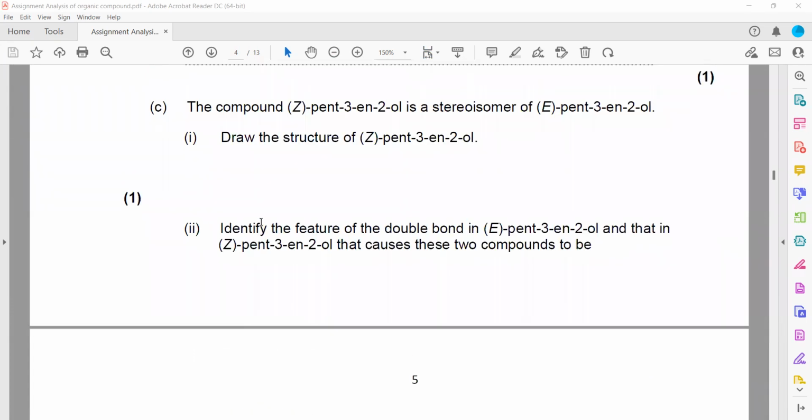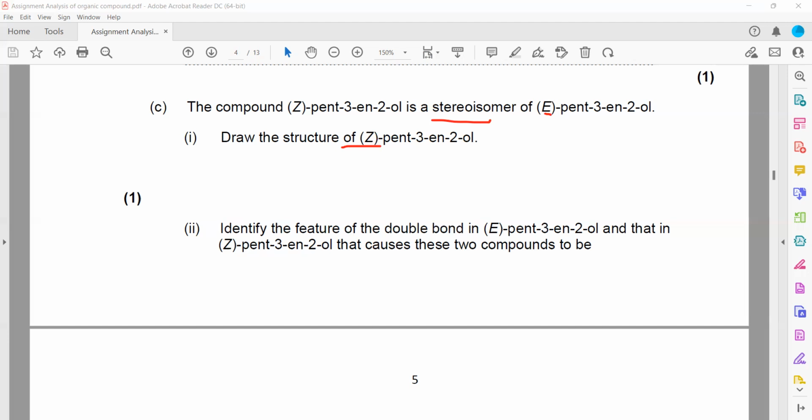The compound Z is pent-3-en-2-ol and it exhibits stereoisomerism. Stereoisomer means it exhibits geometrical isomers due to the presence of a carbon-carbon double bond. Draw the structure of Z. So we have to draw compound Z, pent-3-en-2-ol, the Z stereoisomer of pent-3-en-2-ol, not E. So we have to draw Z.